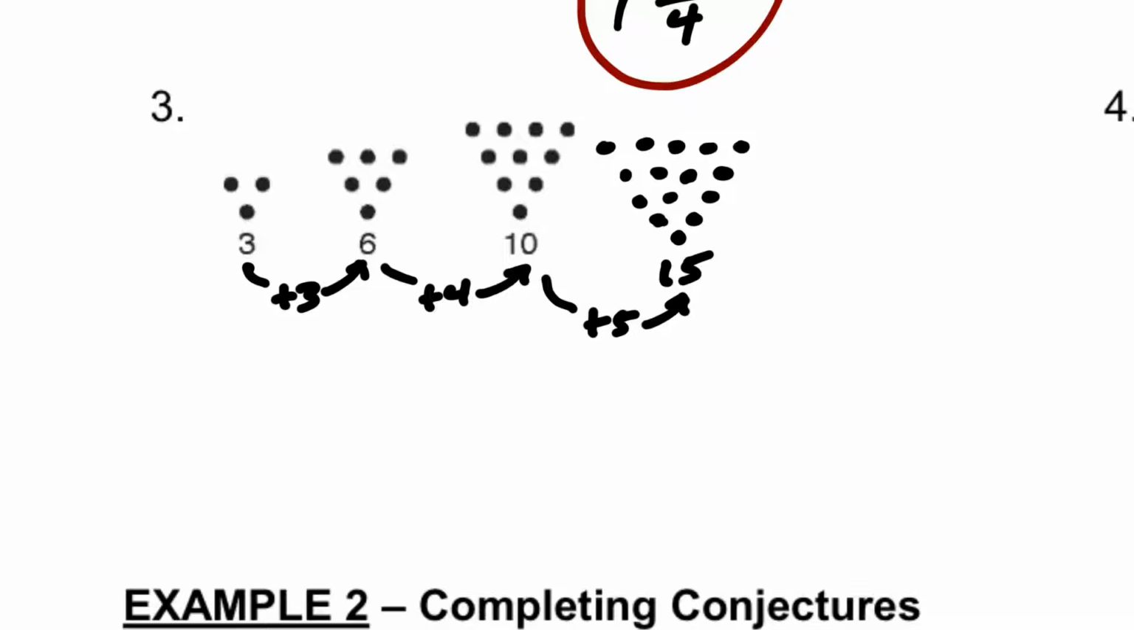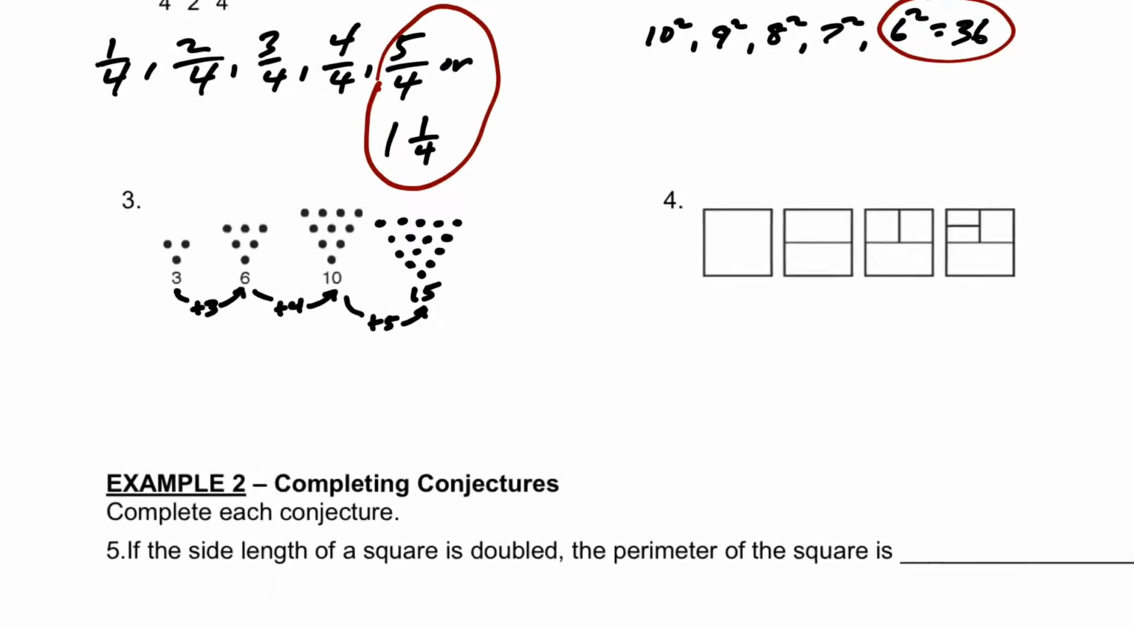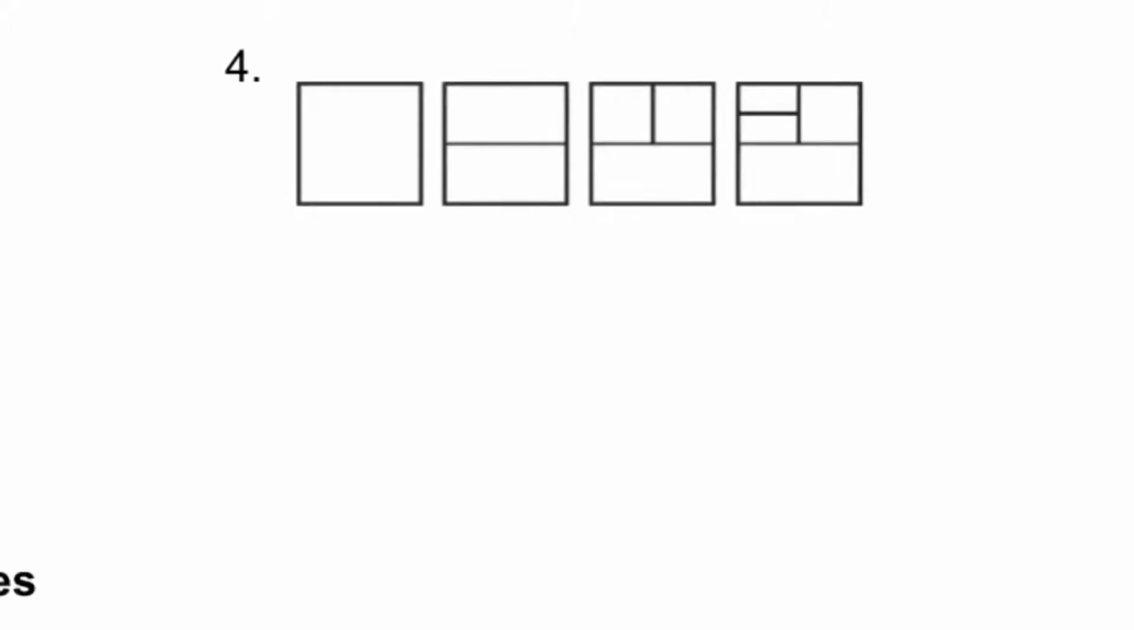So you can see I drew the next item in the pattern for you. The 3rd item has 10 dots. And then if I add a row with 5 dots, the 4th item will have 15 dots. All right, moving on to number 4 in example 1.